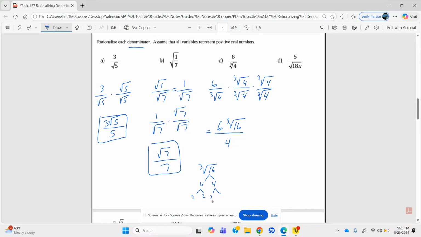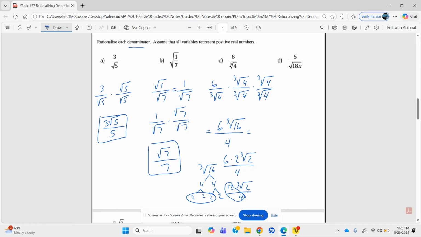And that's really 2 times 2 times 2. I have a set of 3 2's and 1 2 left over. So this would become 6 times 2 to the cube root of 2 all over 4. And 6 times 2 is 12, cube root of 2 over 4.